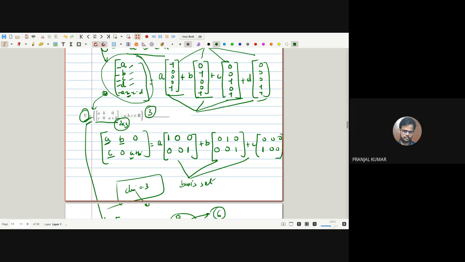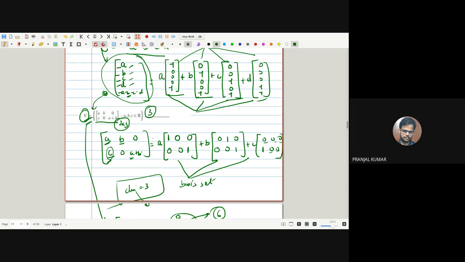Clear? Yes, why sir, the last column it is 0. In which matrix? The third one, C here, the last one. Okay, just tell me where all C is present in the general matrix. Only here. So the rest of the elements are anyway 0, so that's why all 0.